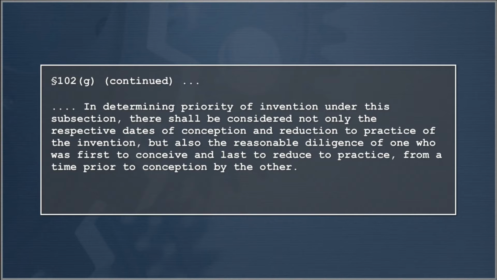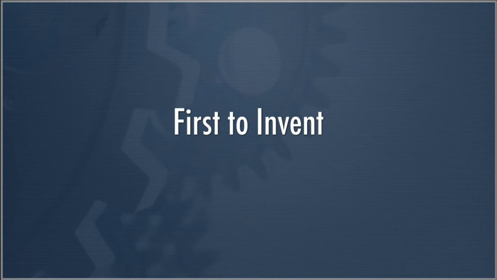Now 102G goes on to describe the following. In determining priority of invention, there shall be considered not only the respective dates of conception and reduction to practice, but also the reasonable diligence of one who is first to conceive and last to reduce to practice from a time prior to conception by the other. Right? So 102G not only tells us it's first to invent, but also has this paragraph describing how we're supposed to evaluate first to invent. Right? And words like conception, reduction to practice, reasonable diligence are all going to come into play, and let's go through how that works.